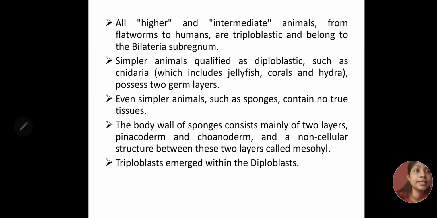All higher and intermediate animals from flatworms to human beings are triploblastic and they belong to Bilateria. Simple animals which are qualified as diploblastic, such as cnidarians, including jellyfish, corals, and hydra, possess two germ layers. Even simpler animals such as sponges contain no true tissues. The body wall of sponges consists mainly of two layers, the pinacoderm and the choanoderm, and a non-cellular mesohyl between these two layers. And triploblasts emerge from diploblasts. So the diploblastic condition evolved first, and further another cellular layer got added, leading to the evolution of triploblasts.